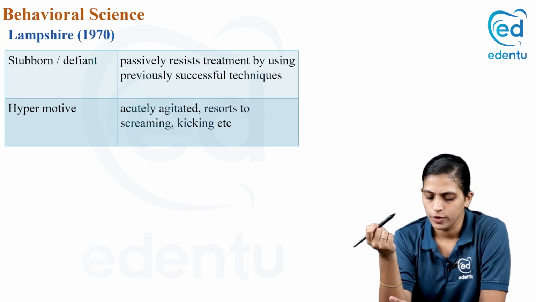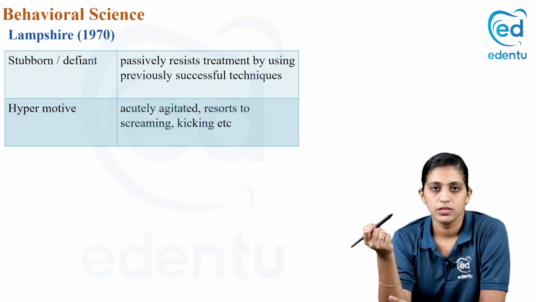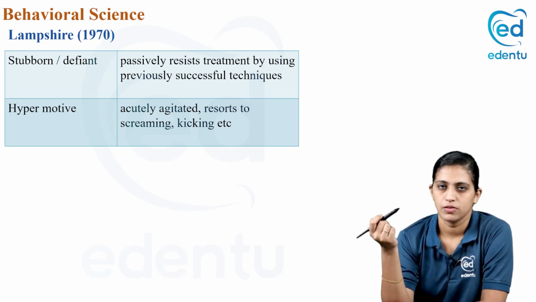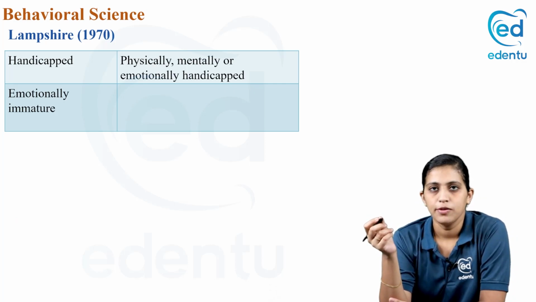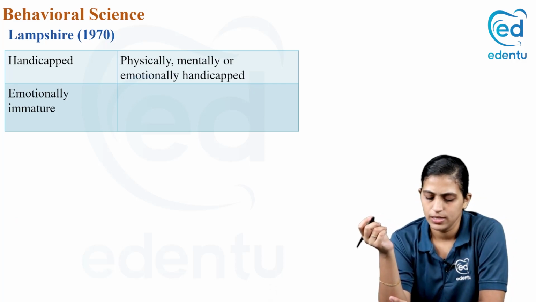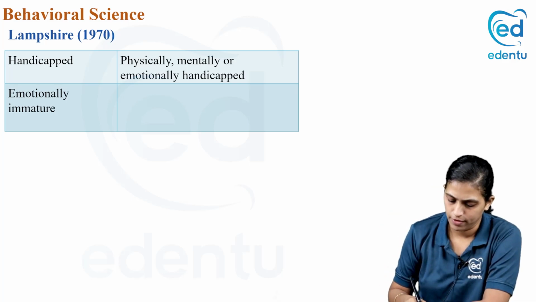Next is hypermotive. So here the child is acutely agitated and resorts to screaming, kicking, etc. Next is handicap, where the child is physically, mentally or emotionally handicapped. And the last is emotionally immature type of behavior.